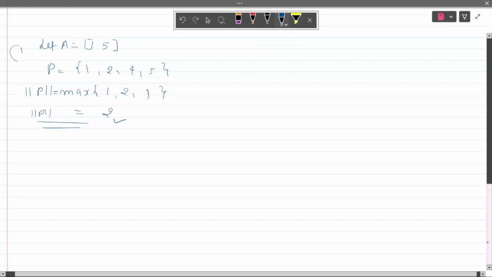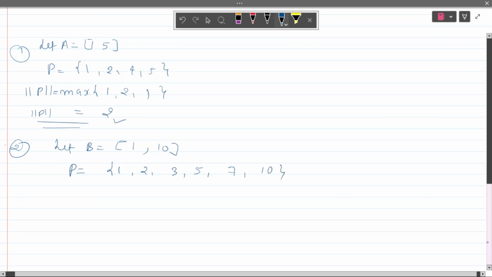Let's take one more example. Let's say we have B equal to the interval 1 to 10. We have taken this interval. Now make a partition of this interval. So let me make P equal to 1, 2, 3, 5, 7, 10. We have made this partition.